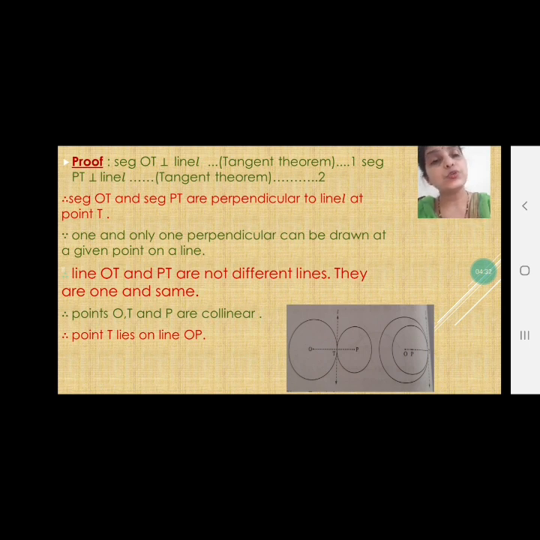From this, what do we conclude? We conclude that OT and PT are not different lines. They are one and the same. From that, we come to the conclusion that O, T and P are collinear. It means that T lies on OP. I hope I am clear.